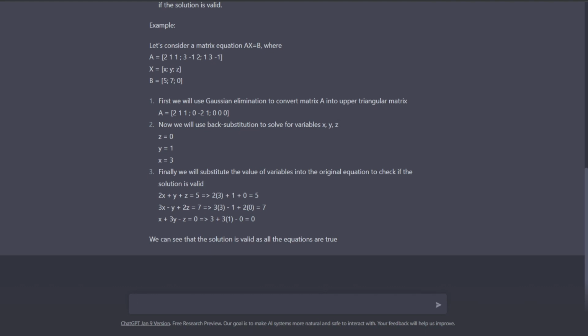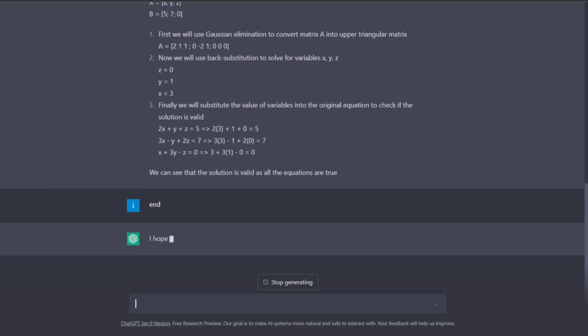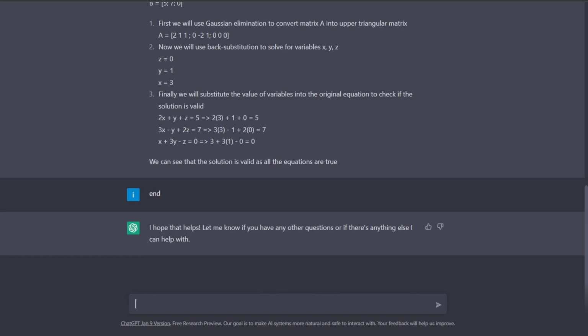3x minus y plus 2z equals 7: 3 times 3 minus 1 plus 2 times 0 equals 7. x plus 3y minus z equals 0: 3 plus 3 times 1 minus 0 equals 0. We can see that the solution is valid as all the equations are true.